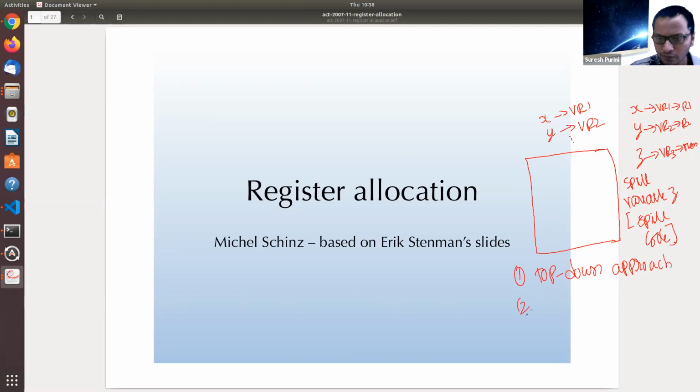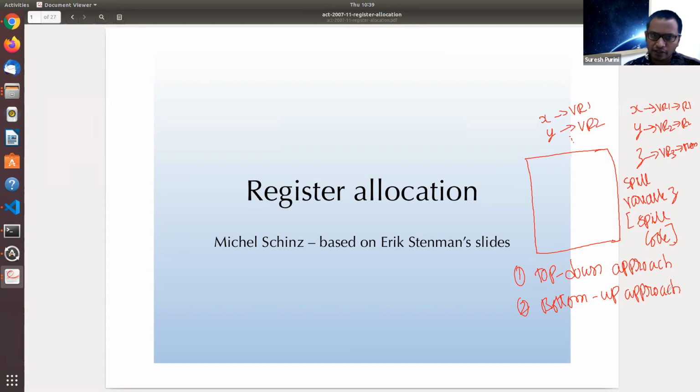The second is called the bottom-up approach, and apparently this is also called Belady's algorithm. Why is it called Belady's algorithm? If you recall the discussion from the last class, where we tried to correlate the bottom-up approach with how physical pages are allocated to virtual pages when there is a page fault in the context of an operating system. In the operating system, when there is a page fault, we would like to allocate a physical page to a virtual page. And if there is a free page available, then that free page will be allocated to that virtual page.